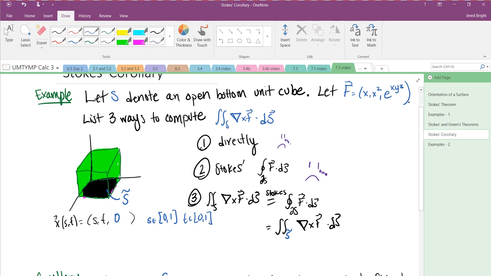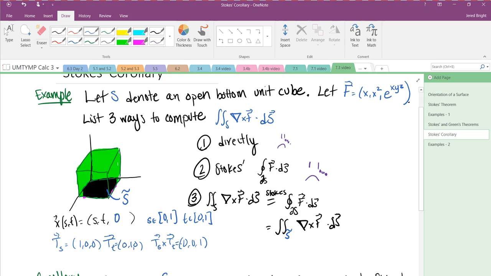And then we can find our tangent vectors. So ts is going to be 1, 0, 0, and tt is going to be 0, 1, 0. And when we cross them, guess what we get? ts cross tt is just going to be 0, 0, 1.